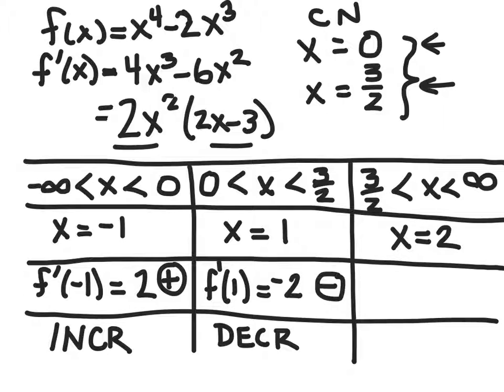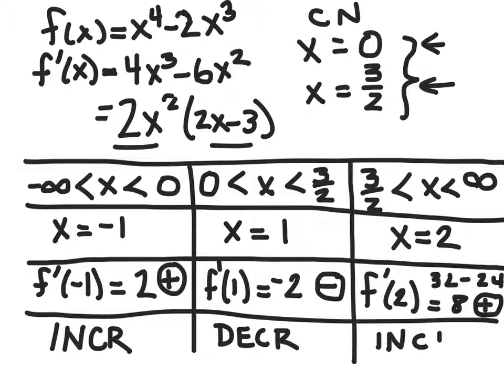I'm going to plug into my derivative a positive 2. So 2 to the third power is 8 times 4 is 32 minus, I'm going to just write this down here so I don't forget it, 32 minus 2 squared is 4, so minus 24, right? 6 times 4 is 24. So that would be a positive 8. So our answer would be positive. So that would mean the graph is increasing between those intervals.